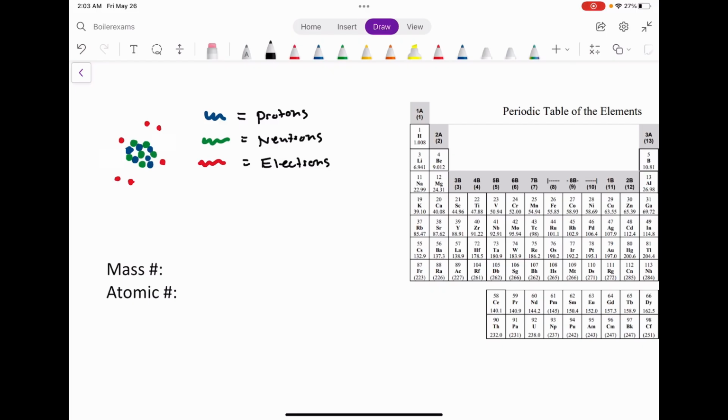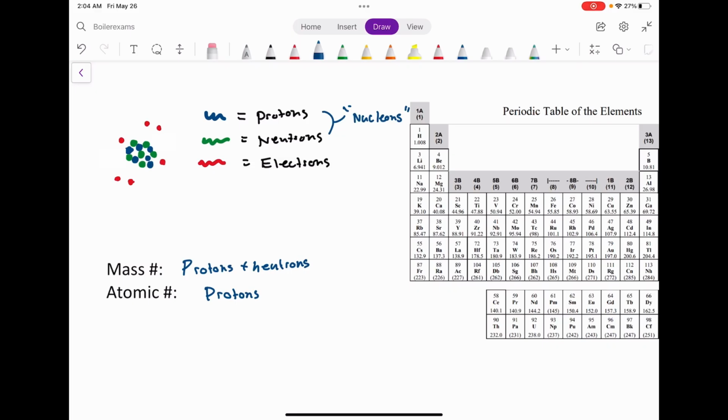So some quick notation. Whenever we're referring to nucleons, we're referring to the subatomic particles that are in the nucleus, so just protons and neutrons. Recall our mass number is the number of protons plus neutrons, and then the atomic number is just our number of protons.